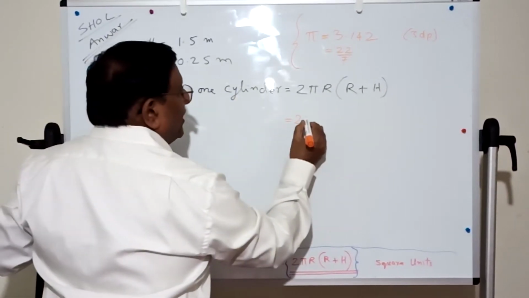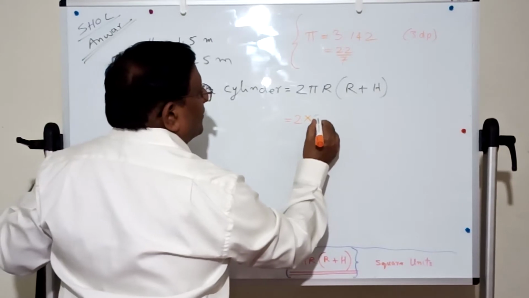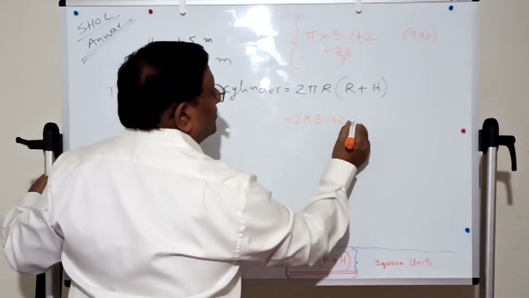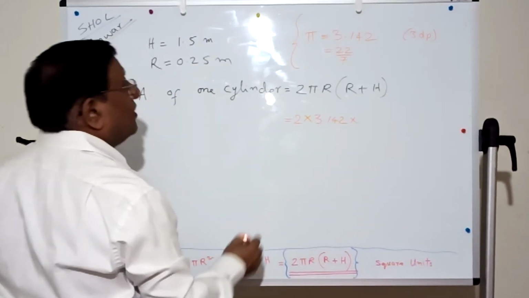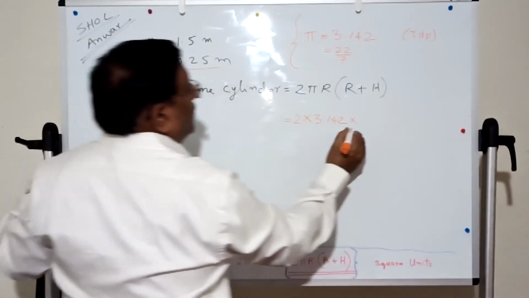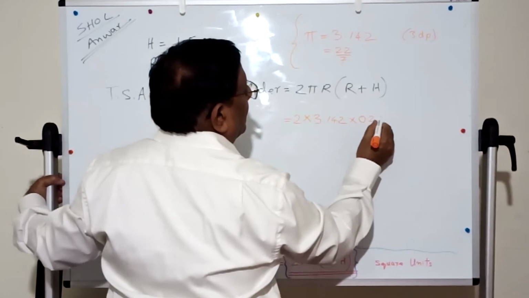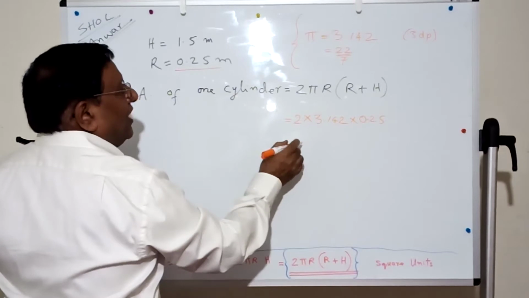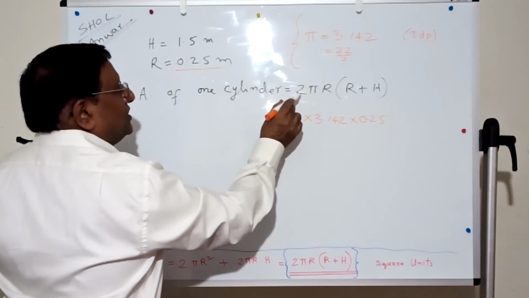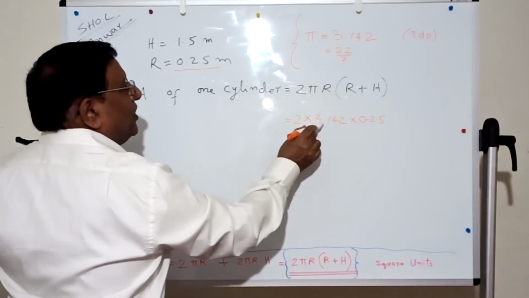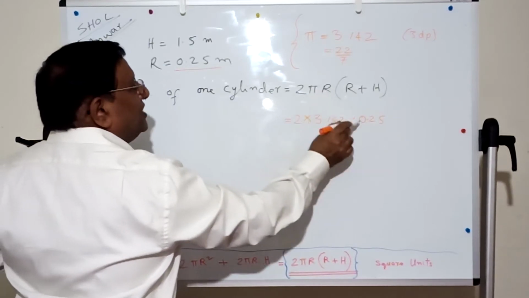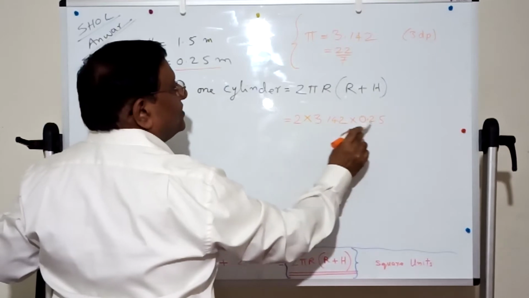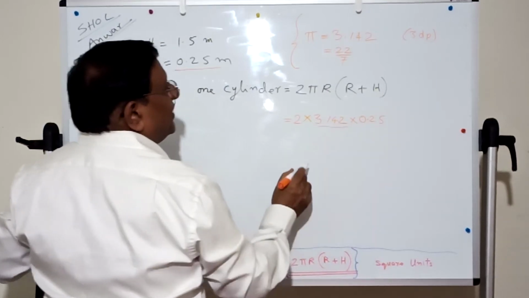2 pi r. I now just convert into numbers: 2 times 3.142 times r. r is 0.25. This is what is called substituting the values. While substituting, 2 is 2, pi is 3.142, and r is 0.25. 2 pi r means 2 times pi times r. This is the pi value.